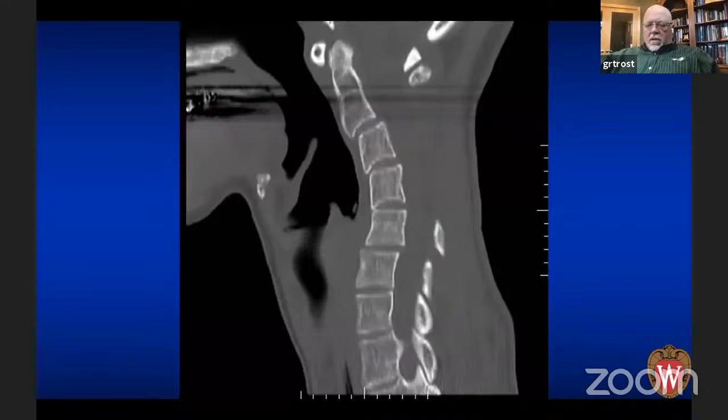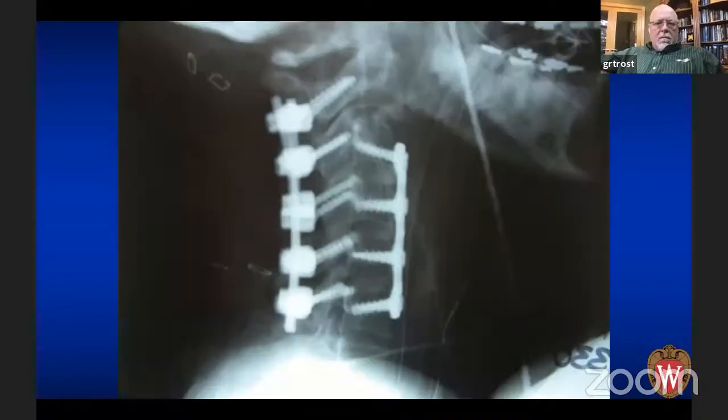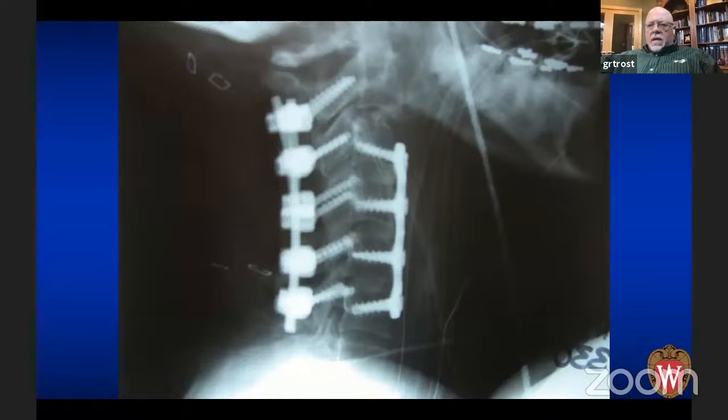This is an old case, and this is essentially what I did, and got her in a reasonably good position. Her C2, C7 plumb line is pretty good. She's straight, I grant you, but that's about the best I was going to do. And I was always taught that the enemy of good enough is better.